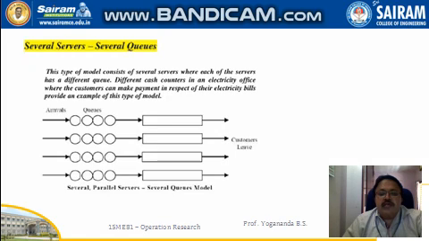Then several servers, several queues. So here there are several servers and several queues. Whichever queue has the shorter length, the customer is going to join that particular line.